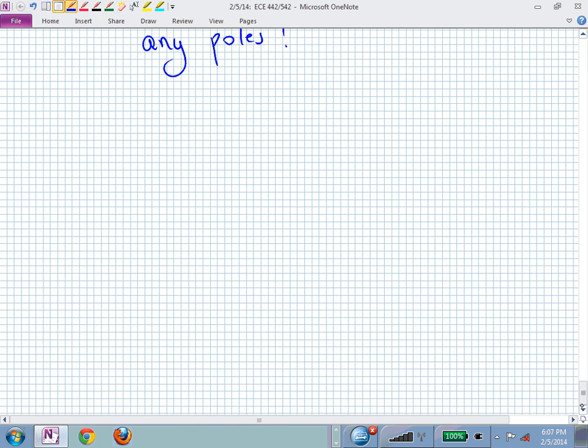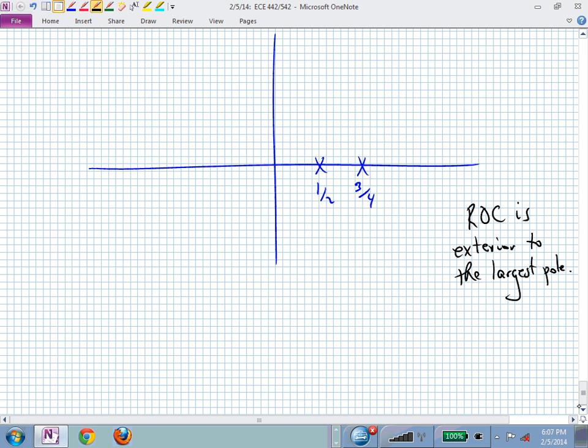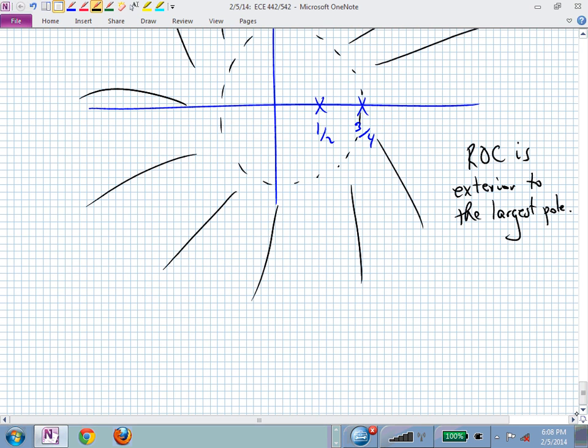Let's look at some possibilities with two poles. Suppose that now somebody says, okay, I have a pole at 1/2 and 3/4. And let's say that the region of convergence is exterior to the largest pole. Somebody's been sitting on my circle, but that's supposed to be 3/4 all the way around. And now we're saying this is the region of convergence. We'll show this in a little bit, but what does that mean?